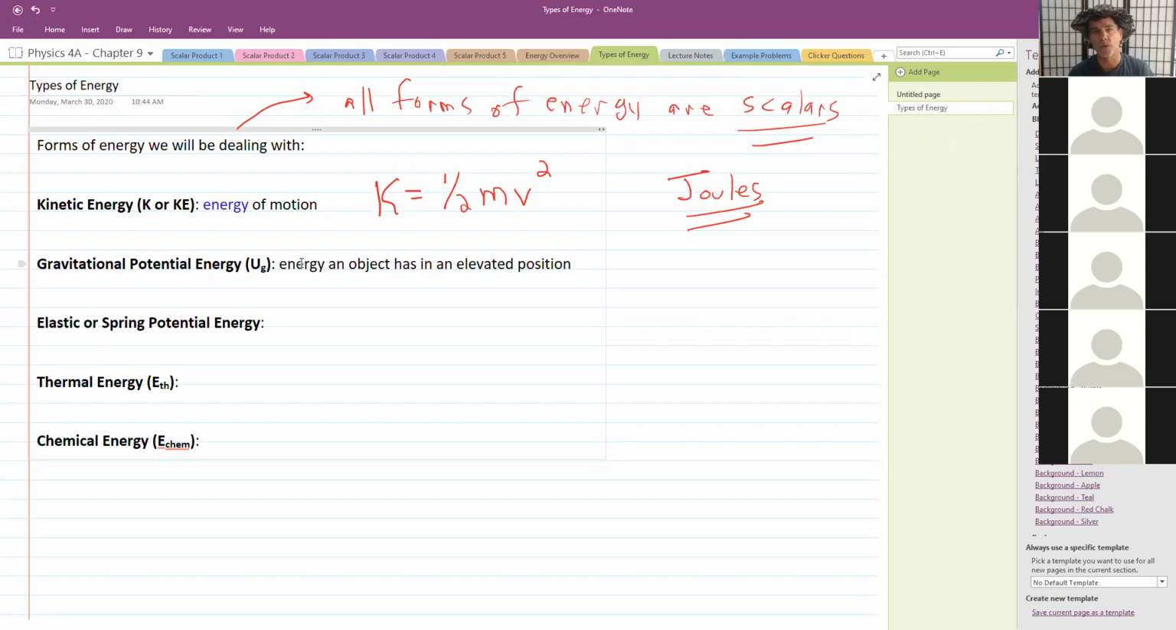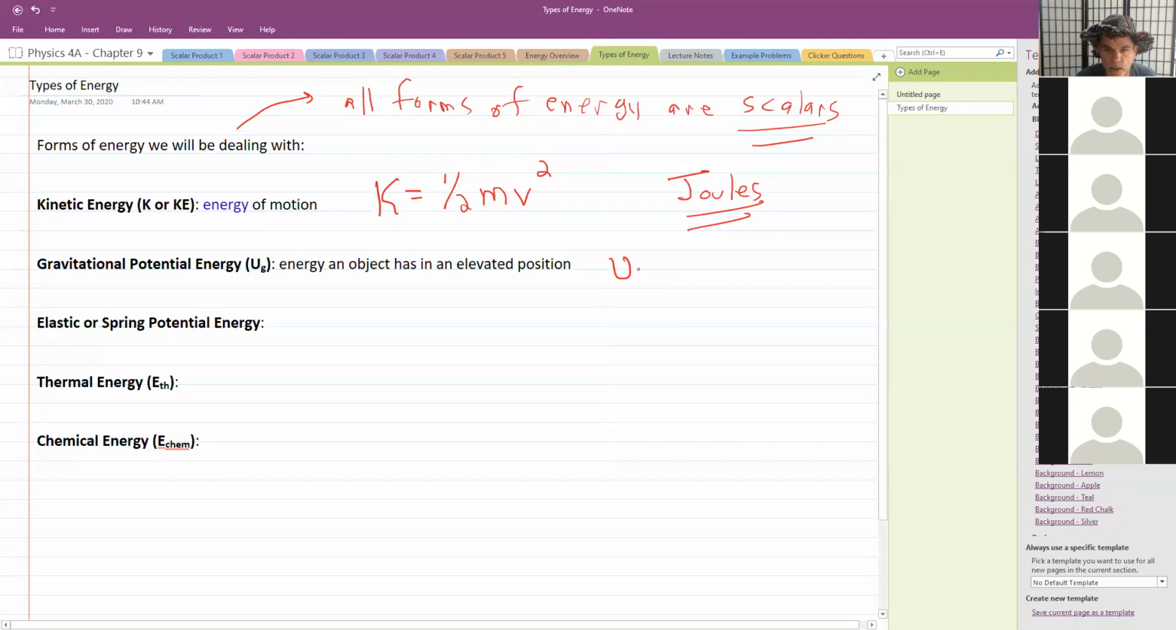I think of it as stored energy. In general, potential energy usually gets converted into another form, often kinetic energy. The equation for gravitational potential energy is mg times y. M is the mass of the object in kilograms. G is the acceleration due to gravity. Y is just the elevation in meters, how high you are above the reference point.